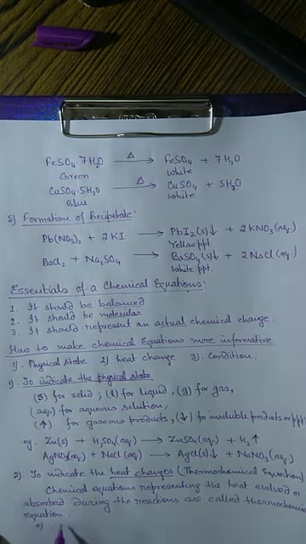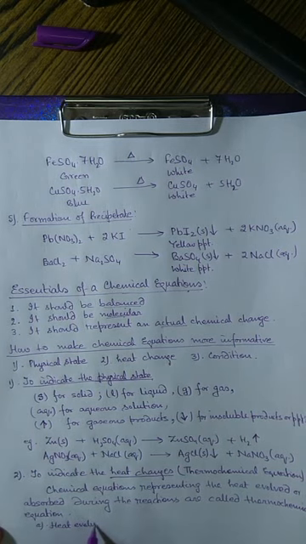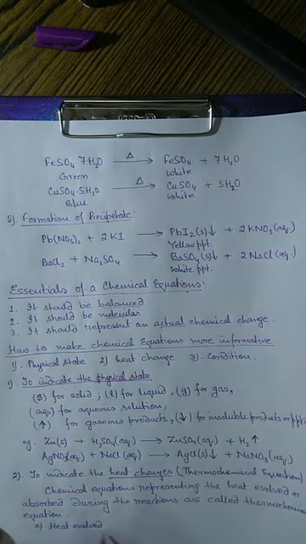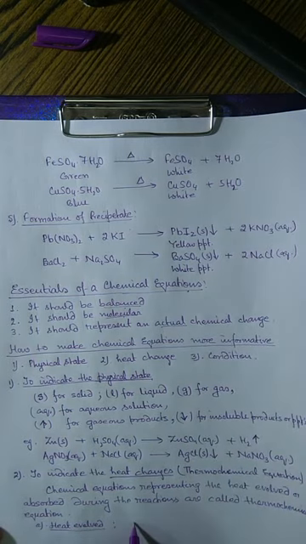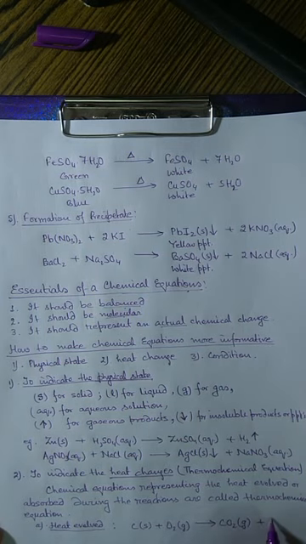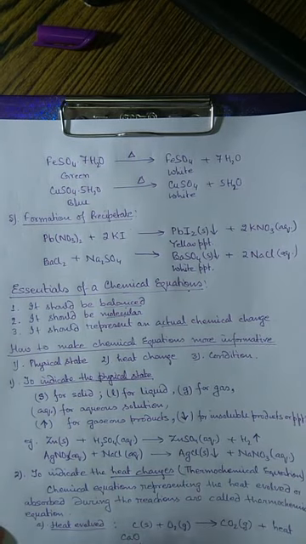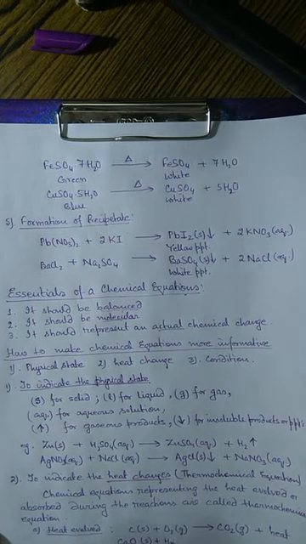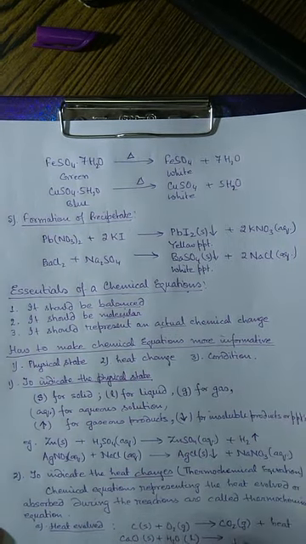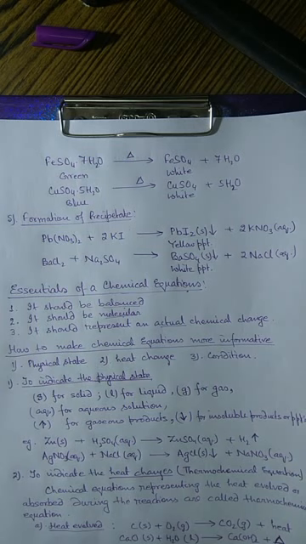Example, first an exothermic reaction, that is heat evolved. For example, C solid plus O2 gaseous gives CO2 gaseous plus heat, heat is given out in this reaction. CaO, that is quicklime, solid, plus water, liquid, gives Ca(OH)2 plus heat, which can also be written like this, that is delta.